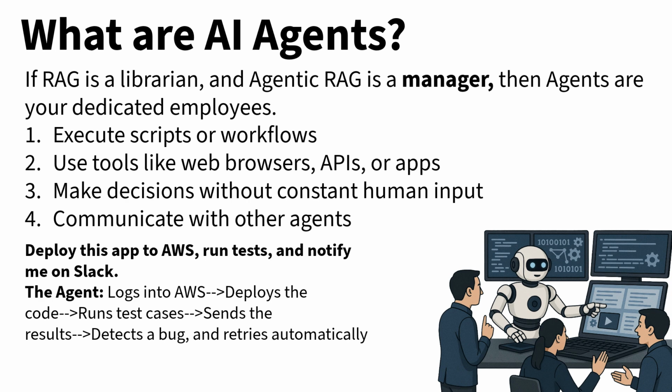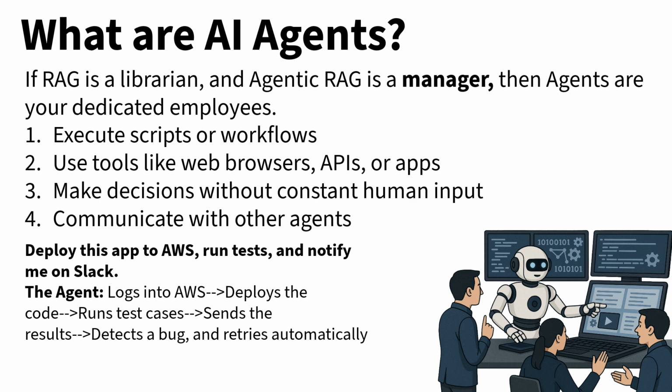Now let's meet the real action hero, AI agents. What are AI agents? If RAG is a librarian and agentic RAG is a manager, then agents are your dedicated employees, fully autonomous tool using AIs that execute tasks independently. There are some key abilities that AI agents have. It will execute scripts or workflows. It can use tools like web browsers, APIs, or applications. It has the ability to make decisions without constant human input. It can communicate with other AI agents.